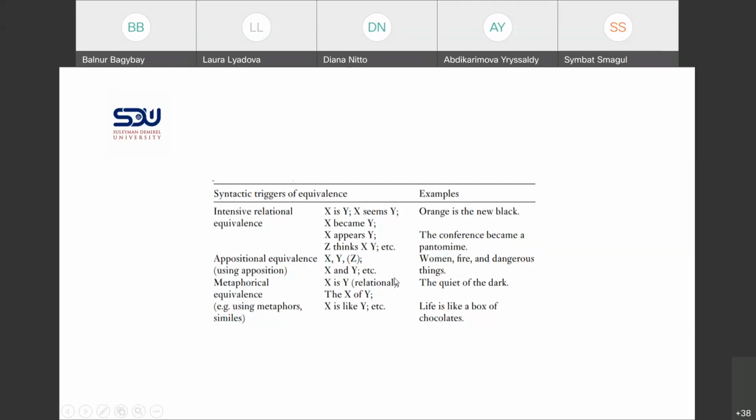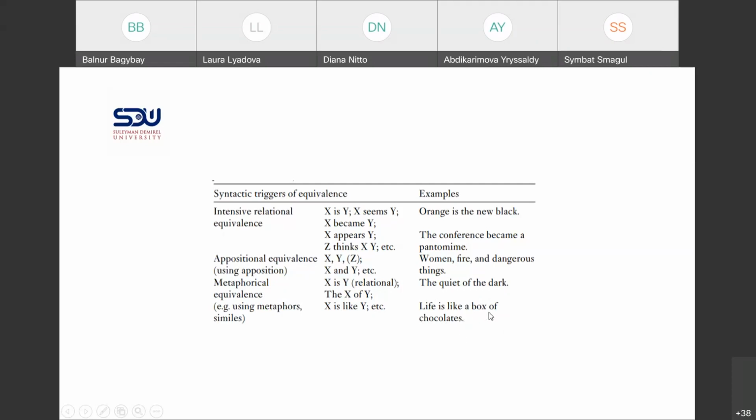Or in the next one, we have three categories that have some kind of similarities or are grouped into one category, like women, fire, and dangerous things. These are called appositional equivalents, so they use some kind of apposition. The next one is when metaphors are used, when A is B in a relational sense. The quiet of the dark. It's like the quiet is being common to the dark. So it's a kind of metaphorical equivalence.